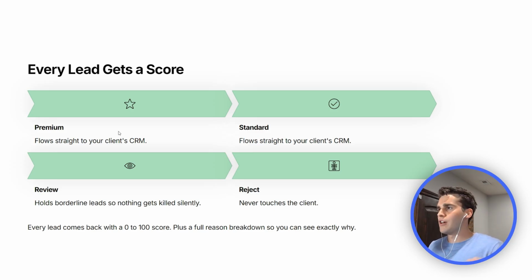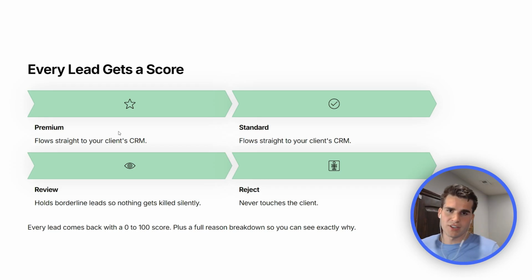So premium flows straight to your client CRM. Standard flows straight to your client CRM, because the thing about premium is there's nothing wrong with them. Standard, it's like maybe there's one thing wrong with them, but it's still worth trying to follow up with them. Review holds borderline leads so nothing gets killed silently, and reject never touches your client.